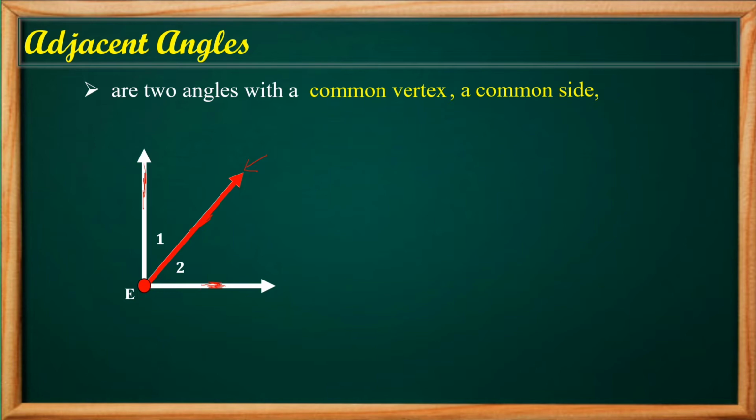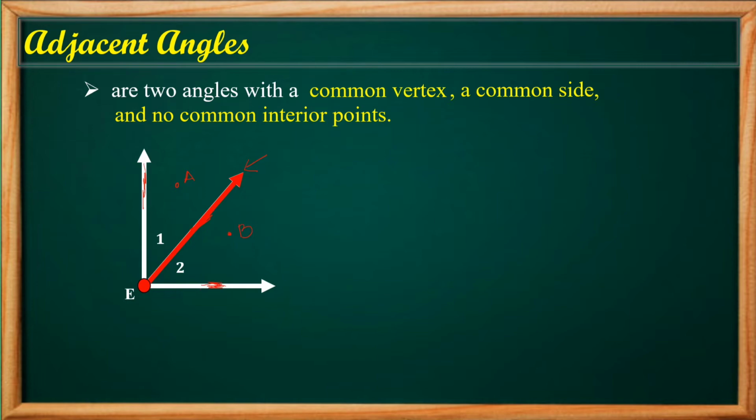Okay, yun ang dalawang condition: the two angles with a common vertex and a common side. Another one is no common interior points. Ano ba yung ibig sabihin ng no common interior points? Kung meron tayo ditong point A, hindi na natin pwede makikita si point A dito. Dito naman si point B. Ibig sabihin, magkakaiba yung interior points nila. Wala silang common interior points.